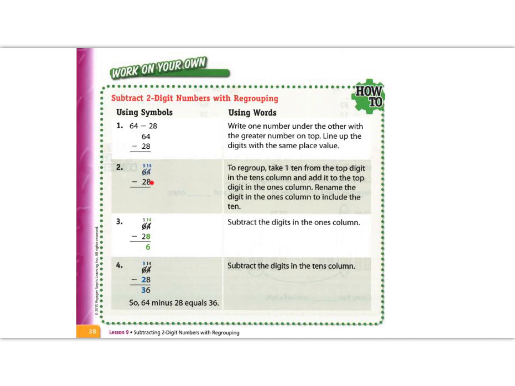So we could see here, more on the floor. So we took 10 more from over here. We made that 6 into a 5 and added 10 to the 4 to make it 14. Then all you have to do is subtract the digit in the ones column. 14 minus 8 is 6. And then subtract the digit in the tens. 5 minus 2 is 3. So 64 minus 28 equals 36.